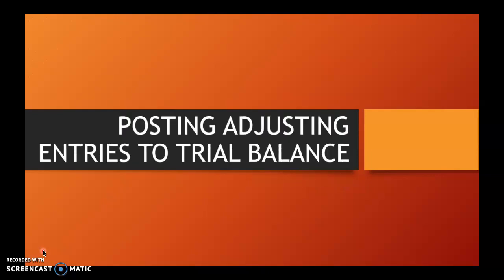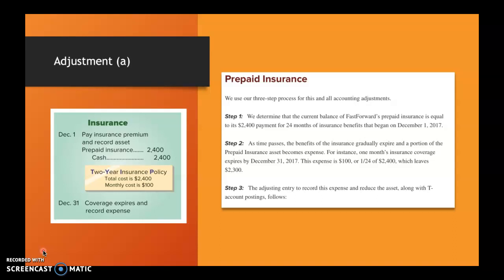So for the first one, we're going to go over posting adjusting entries to the trial balance. These are all located in Chapter 3 of your book. There are 6 entries, A, B, C, D, E, and F, that we're going to go over. Some of these I'm going to breeze through because we went over them in tutoring, but there are a couple harder ones that I will discuss more.